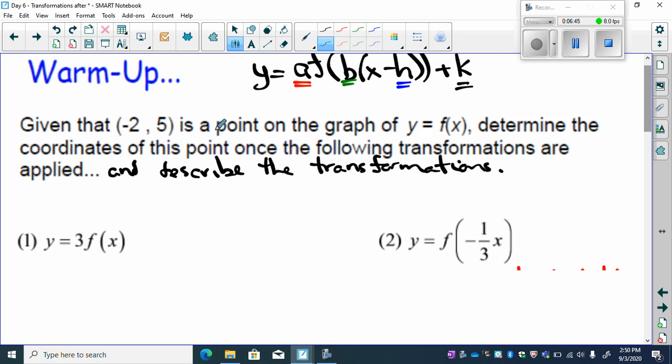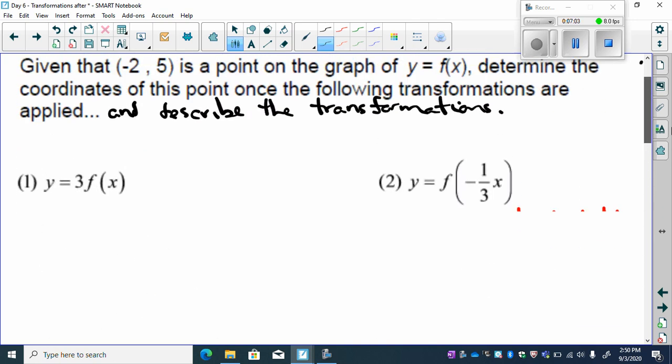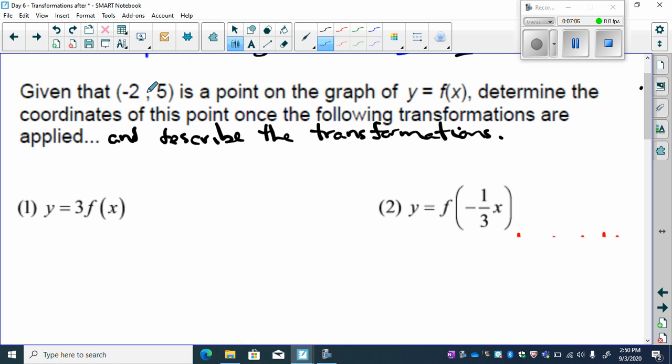So our task here says, given that (-2, 5) is a point on the graph of y = f(x), determine the coordinates of this point once the following transformations are applied. So we're transforming f(x) four different times, and we have to make four different calculations for the point (-2, 5). I took it one step further because I want you to get in the habit of verbalizing or describing the transformations. A lot of times the vocabulary in this first chapter is what throws students off, so please do your best to describe the transformations appropriately.